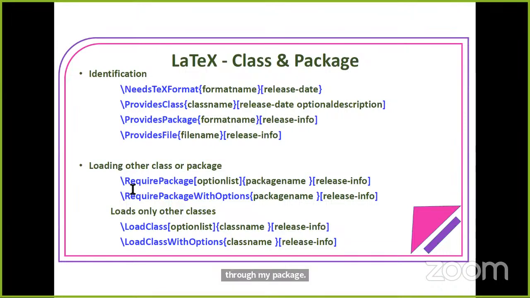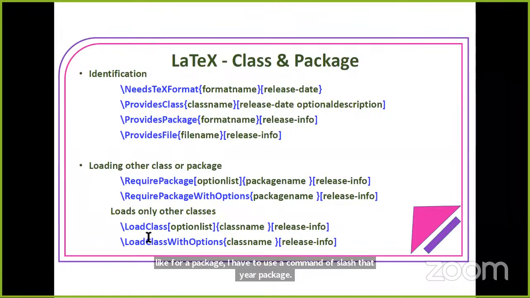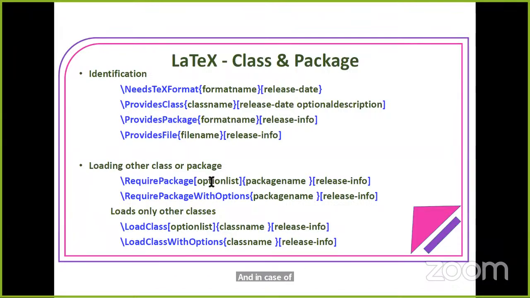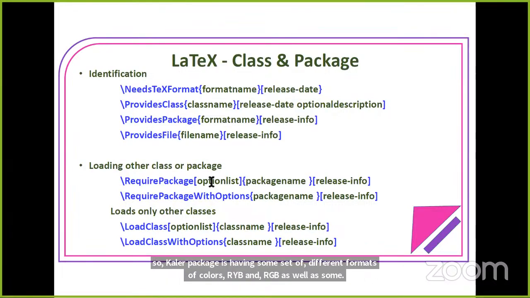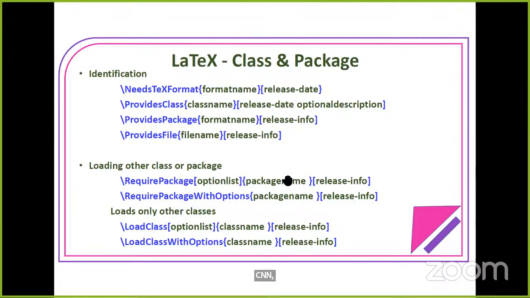So for that, for a package, I have to use the command \RequirePackage. And in the case of classes, I have to use \LoadClass, and then the option list. What are the options? Suppose my color package has some set of different color formats, RYB and RGB, as well as some cyan colors, colors of CMYK. So I can provide some option list, and the package name of color is given. The release date of the color package needs to be mentioned here.